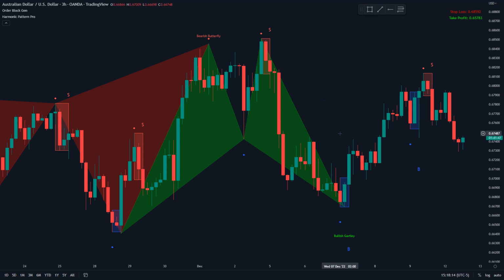And so I'm going to just start here on the Australian dollar, US dollar chart. Got the 3-hour chart here. And for the settings, I just have the default settings on them. And this is typically the pattern you're going to look for. For instance, we've got this bullish pattern here, marked by the bullish Gartley.